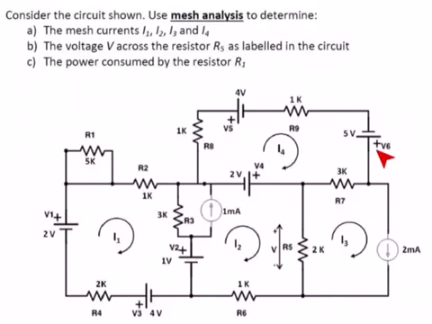The same thing is happening here. This is 5 and this is 4, and they are opposing one another, and the result will be 1 volt with this polarity. This is 1K in series with 1K. This will give us a resistance of 2K.